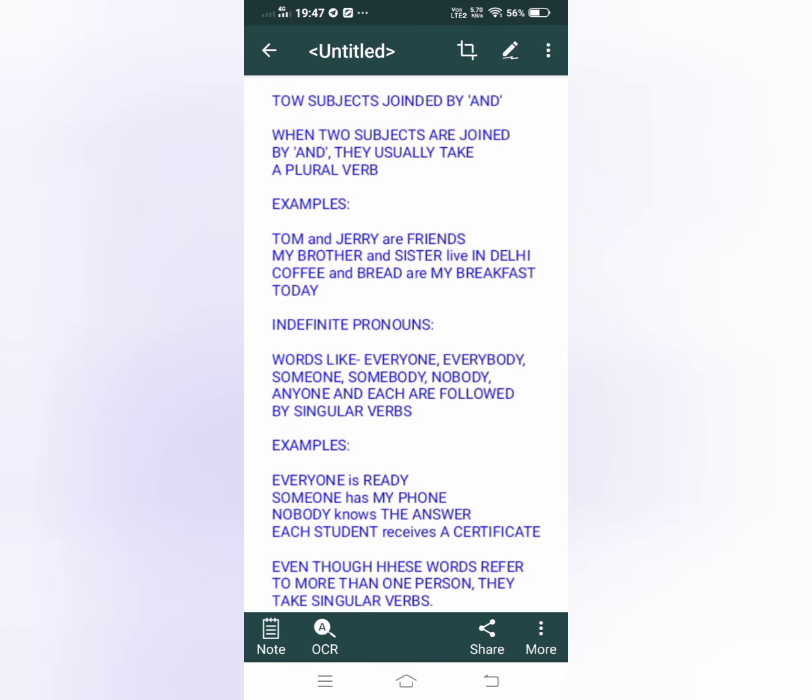Indefinite pronouns. Words like everyone, everybody, someone, somebody, nobody, anyone, and each are followed by singular verbs. Examples: Everyone is ready. Someone has my phone. Nobody knows the answer. Each student receives a certificate. Even though these words refer to more than one person, they take singular verbs.